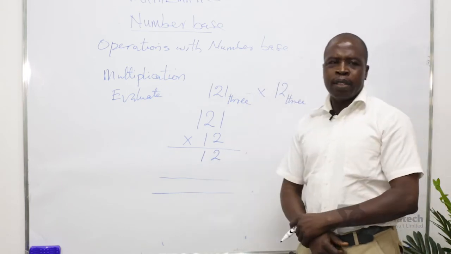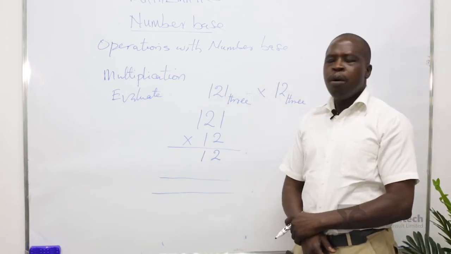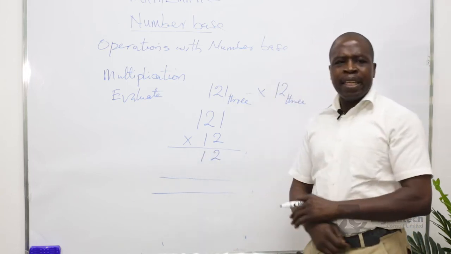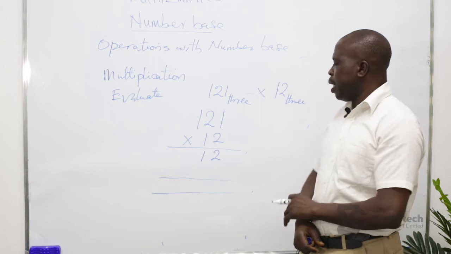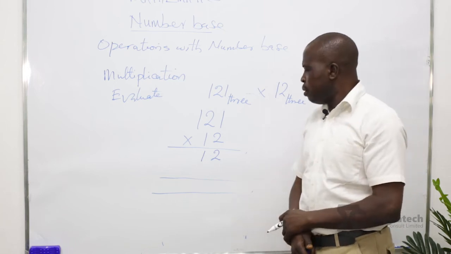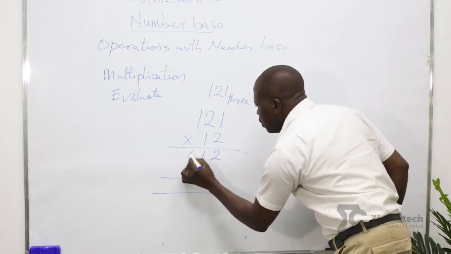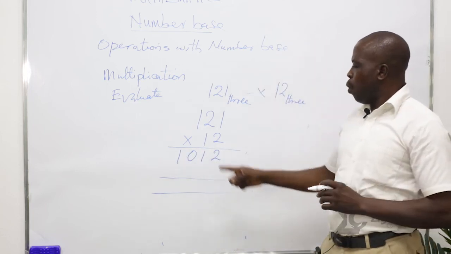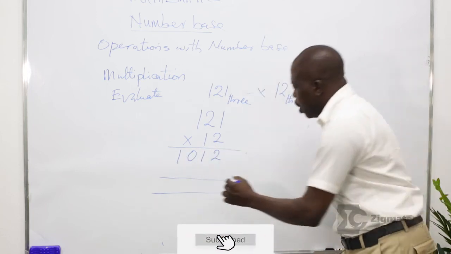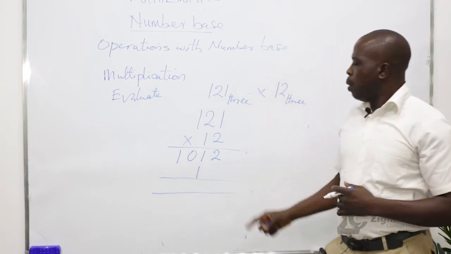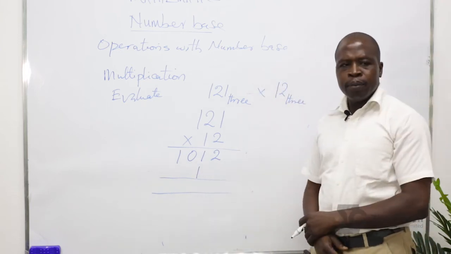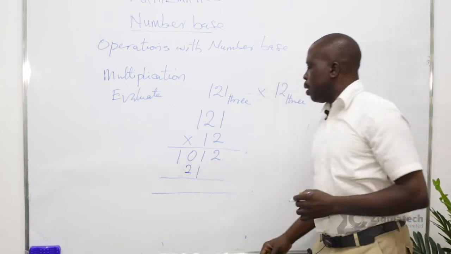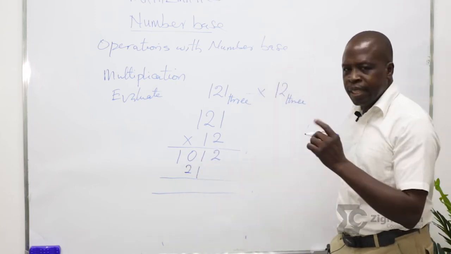2 times 1, 2. Now, 2 plus 1, 3. We do not write the 3. 3 goes into 3 only once. It remains 0. We continue with this. 1 times 1 is 1. 1 times 2, it's 2. Then 1 times 1 again is 1.